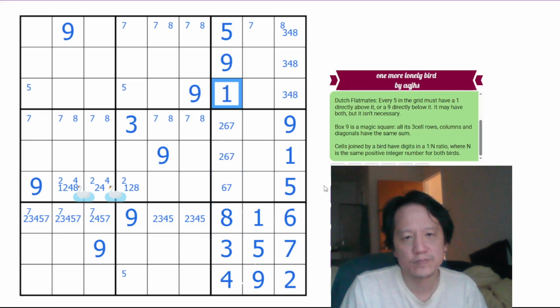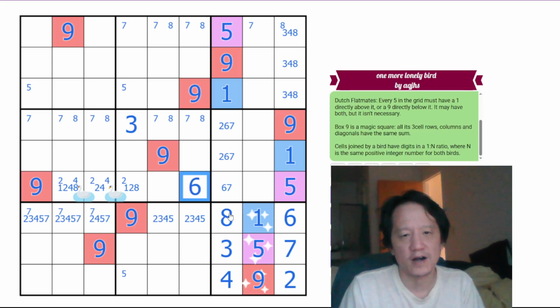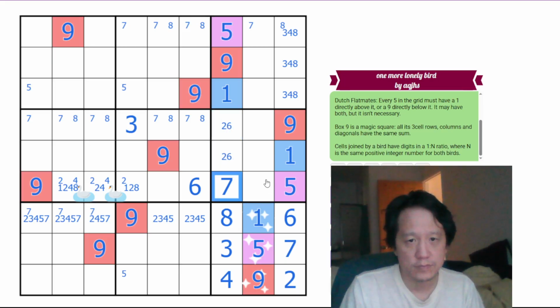This is 1. So this 5 has a 9 directly below it. So 9s are here, 1s are here, and 5s are here. This 5 means that a 6 has to be in the same position in box 5. So this is 6, which makes this 7. None of these can be 7. This 5 means 3 is there. 1 means that 6 has to be in that position in box 1. 1 here means 3 has to be in that position in box 3.